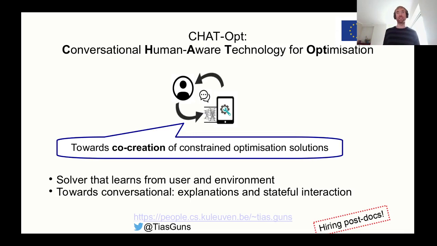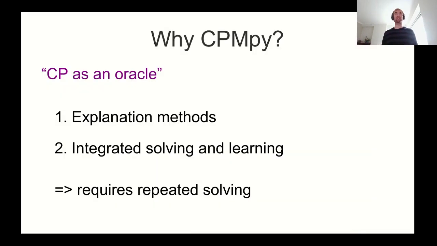But within this large 5-year project, we have a big need for this repeated solving. And I'll give some examples based on our current research where we use CP as an oracle. First of all, with a focus on explanation methods, so methods for explaining constraint programming solutions and non-solutions, and then in the second part on integrating machine learning with constraint solving. Both require this repeated solving.